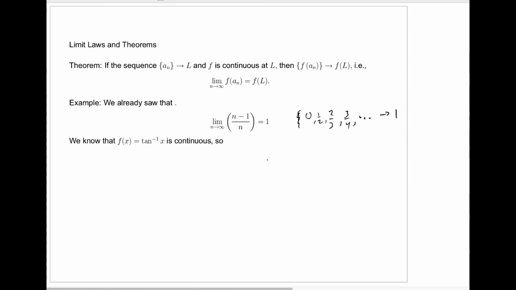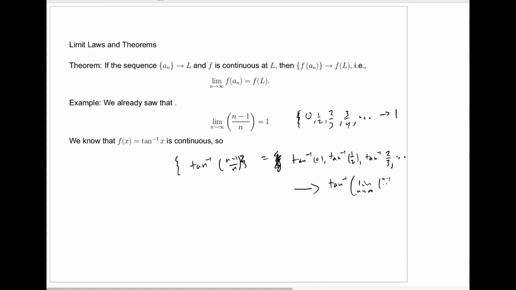So what does that tell us? It tells us, if I look at this sequence, arctangent of n minus 1 over n, in other words, this sequence, arctangent of 0, arctangent of 1/2, arctangent of 2/3, etc. This will have a limit which is just arctangent of the limit as n goes to infinity of n minus 1 over n, which is arctangent of 1, which, as you all remember, is pi over 4.